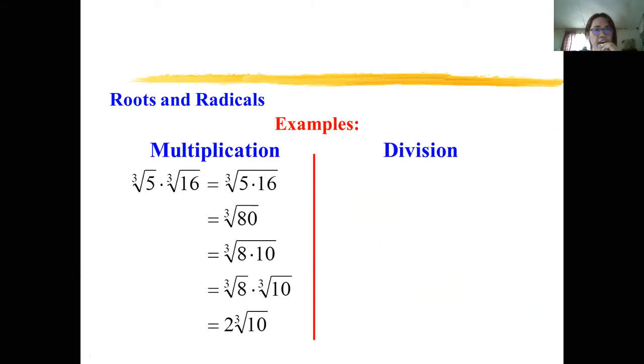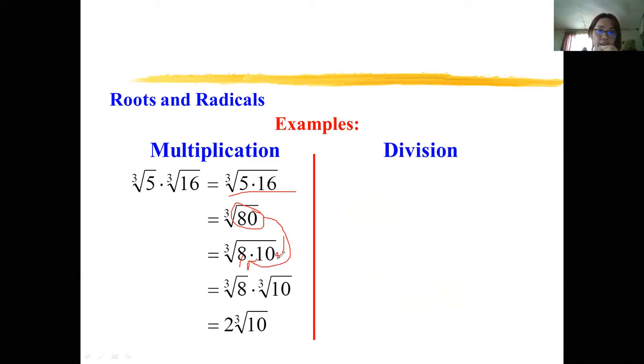The cube root of 5 times the cube root of 16, that gives us, applying the rule for the cube root under multiplication, the cube root of 5 times 16, which is 80. Then again, how do we evaluate or simplify this one? Look for two factors of 80. One of its factors must be a perfect cube.